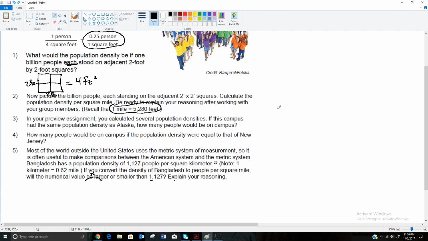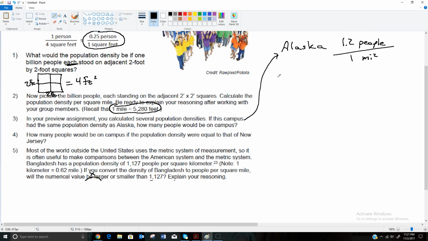Well, in the preview assignment, it was calculated that Alaska has a population density of about 1.2 people, so barely more than 1 person, per square mile. So every square mile in Alaska, there's only a little over 1 person. So every person in Alaska almost has their own square mile.